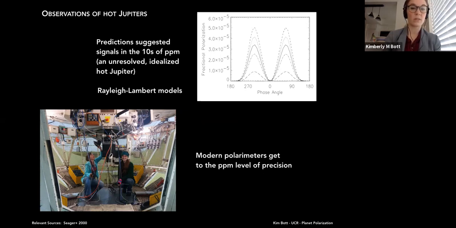Modern polarimeters, though, are already sensitive to the parts per million level, and new polarimeters are being built with even greater sensitivity right now. So we certainly have the equipment that should be able to detect these types of signals.